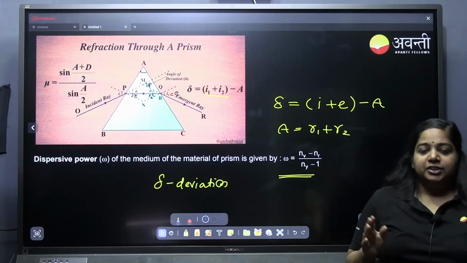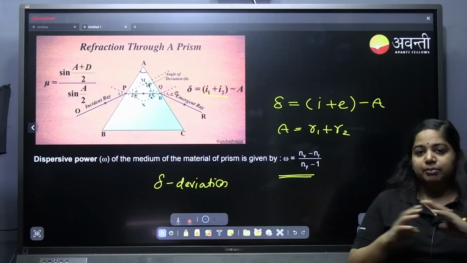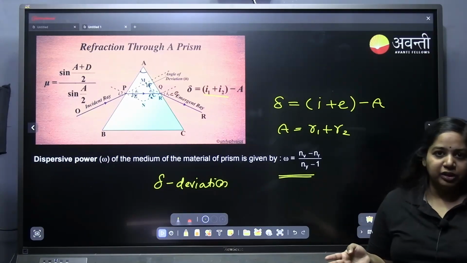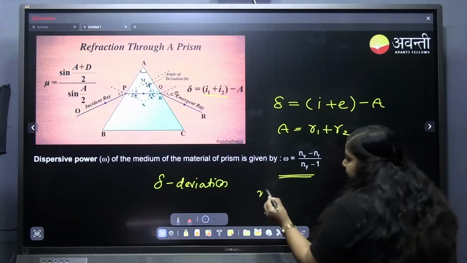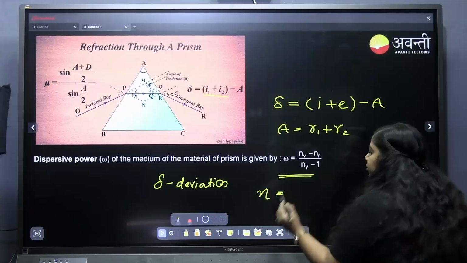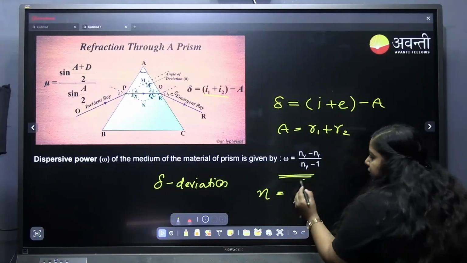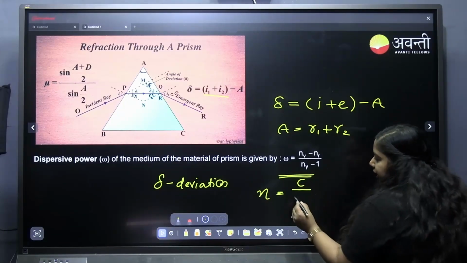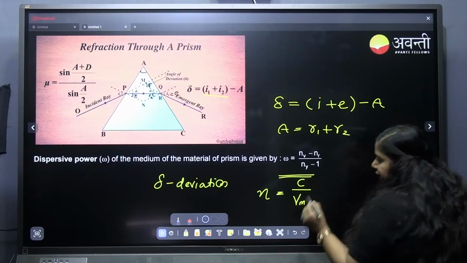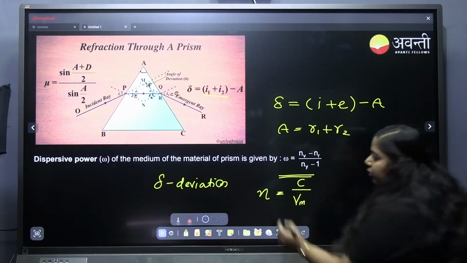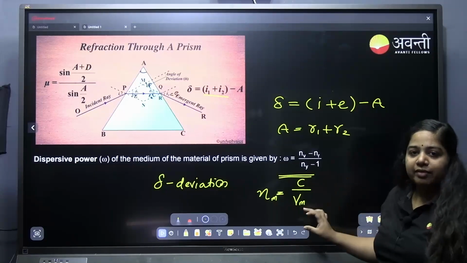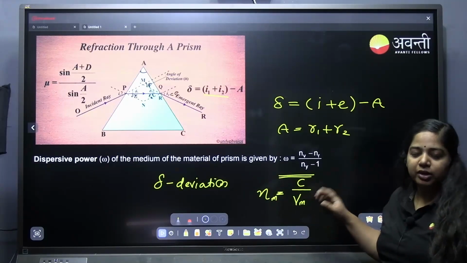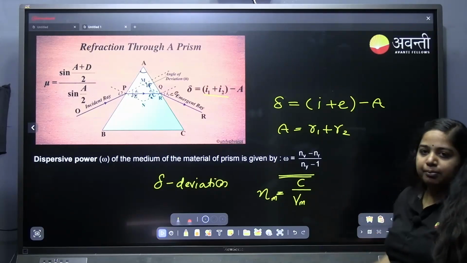Dispersive power means when white light enters the prism, it will be split into different components. Why? Because of refractive index. What is refractive index? Refractive index of a medium is equal to speed of light divided by velocity of light in that medium. Refractive index of a medium is equal to speed of light divided by speed of light in that medium.